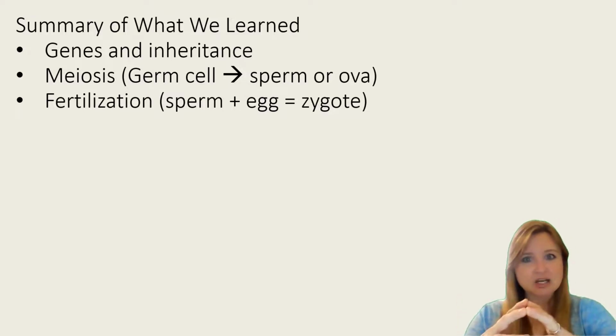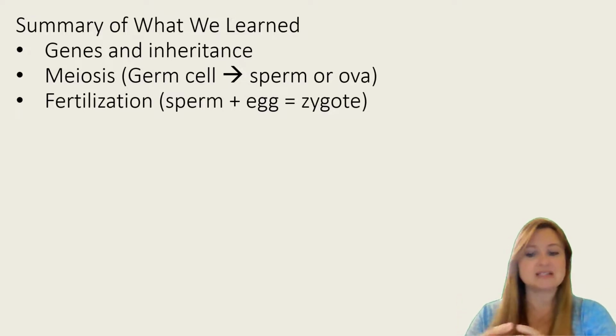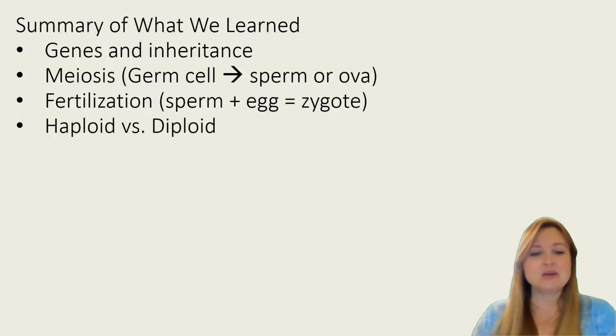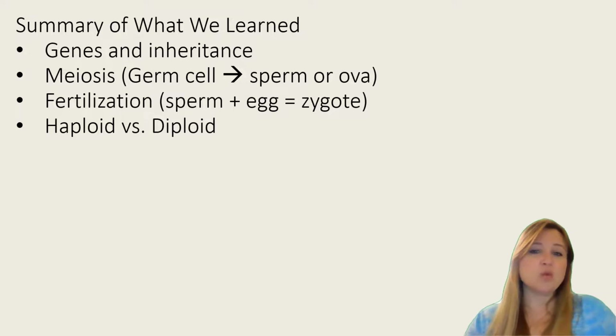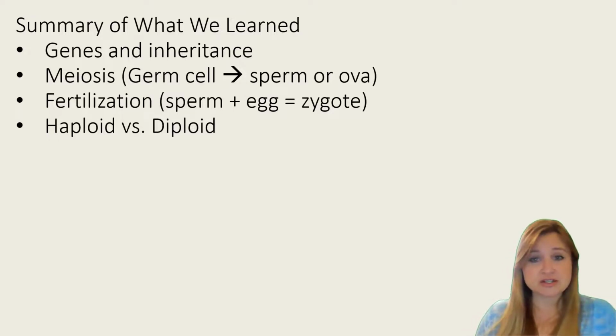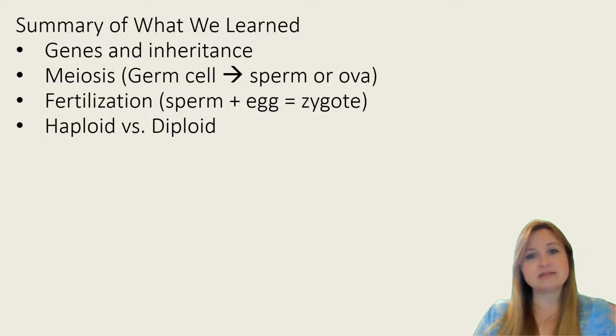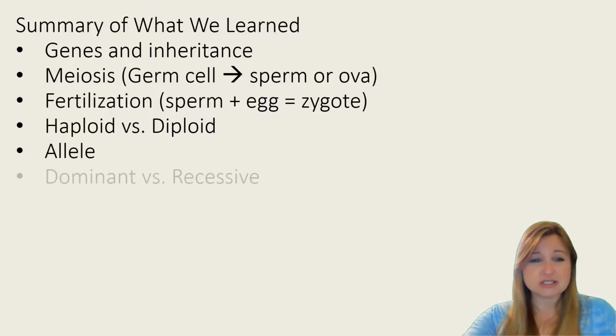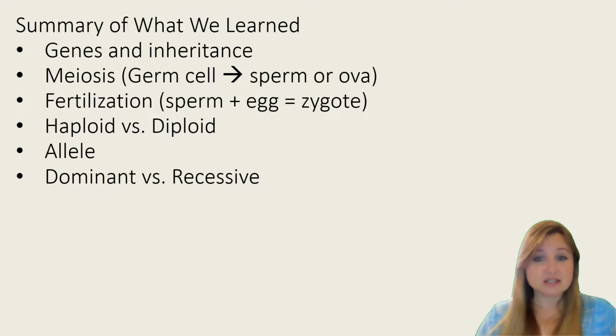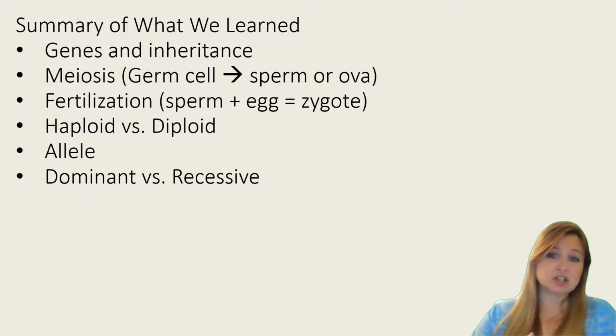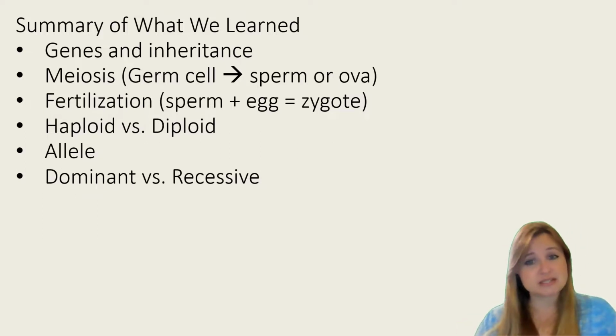Now that zygote is diploid because it has 2 of each. And then we also talked about how sperm or egg are haploid. They only have 1 set of each chromosome. But all other cells in our body, including zygotes, are going to be diploid, or they're going to have 2 of each chromosome. We also talked about what the word allele means. That's the different gene versions. We talked about how when there's different alleles, one is going to be dominant and one could be recessive.